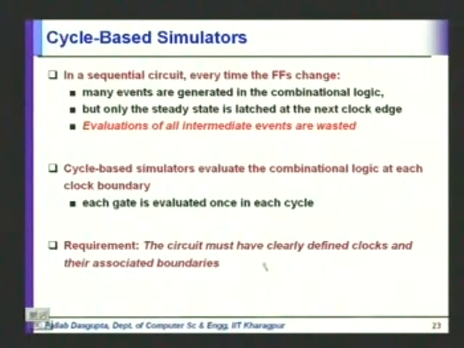In a sequential circuit, every time the flip flops change, many events are generated in the combinational logic, but only the steady state is latched at the next clock edge. So evaluations of all the intermediate events are wasted, because in the end it is only the steady state value that is going to get latched. Cycle based simulators evaluate the combinational logic at each clock boundary. They just look at the clock boundaries. Each gate is evaluated once in each cycle, and the important requirement is that the circuit must have clearly defined clocks and their associated boundaries. A clock has to be identified.